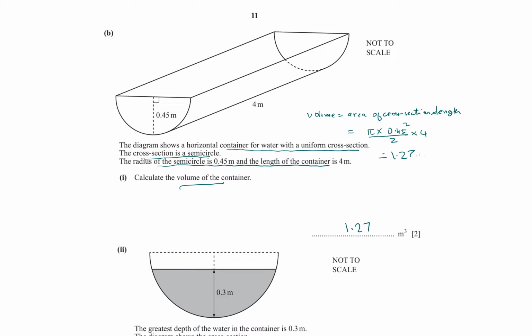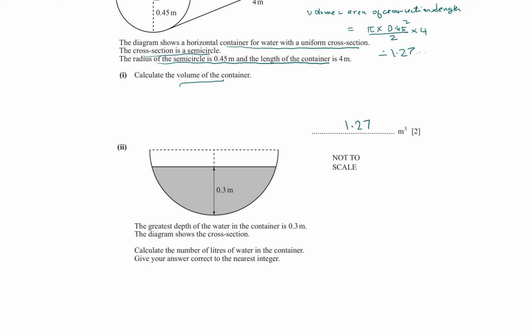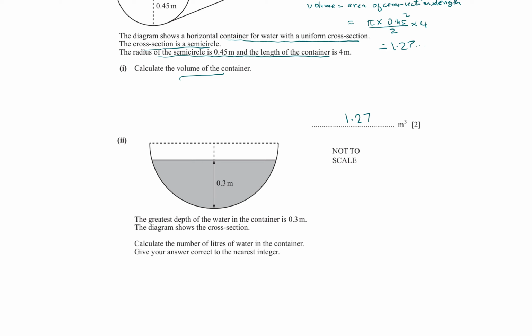And then we have got this bit. So here we need to do some work. The greatest depth of the water in the container is 0.3 meters. The diagram shows the cross section. Calculate the number of liters of water in the container. Give your answer correct to the nearest integer. So if we mark this as the center, it is the center of the circle.